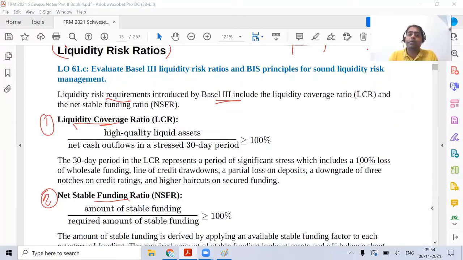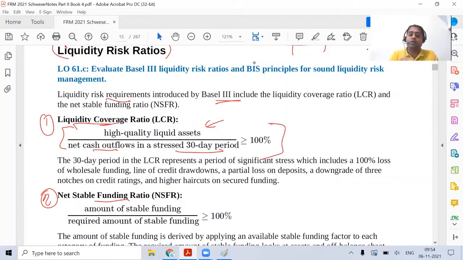Banks are required to calculate the expected cash outflow over a period of 30 days or a particular time frame, and also to calculate whether they have a sufficient amount of high quality assets available with them or not. Let us look at this scenario. High quality liquid assets, look at the formula. High quality liquid assets is the numerator. The denominator is net outflow over a stress 30-day period. That means the total cash outflow that can happen over the next 30 days, and that too explicitly in a stress period.